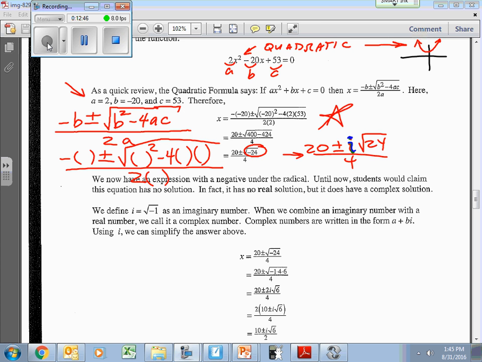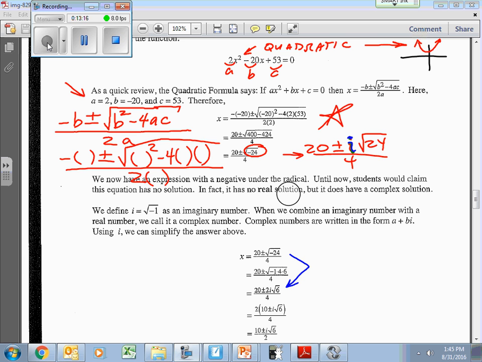All right, let me read what they have here. I won't go down any further than, do I want to say what they did here? I'm going to go from here to here the way I do it, and then let you hear, and then try yours and see if it does all of that. Hey, now we have an expression with a negative under the radical. Until now, students would have claimed this equation has no solution.